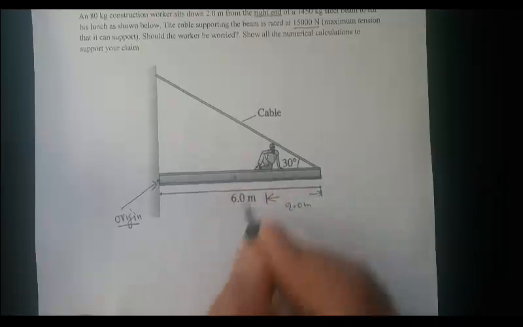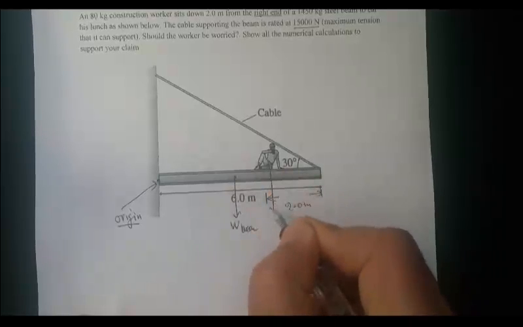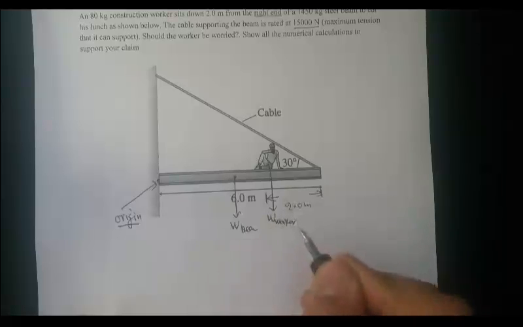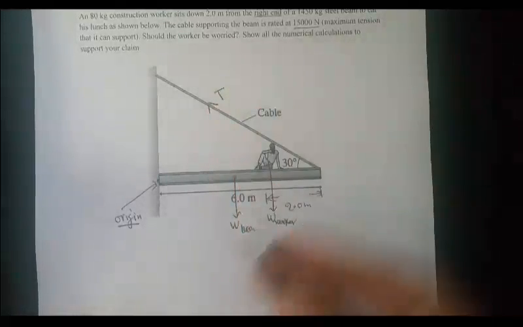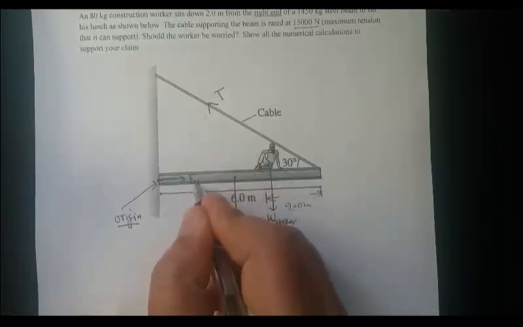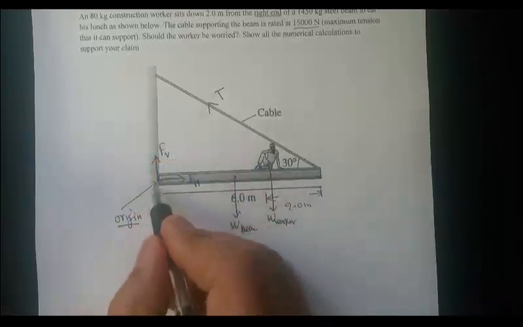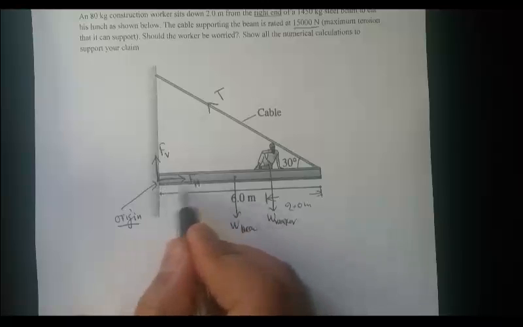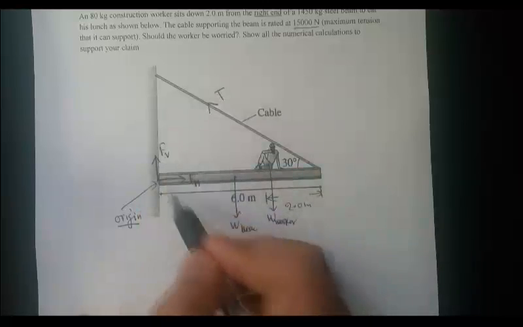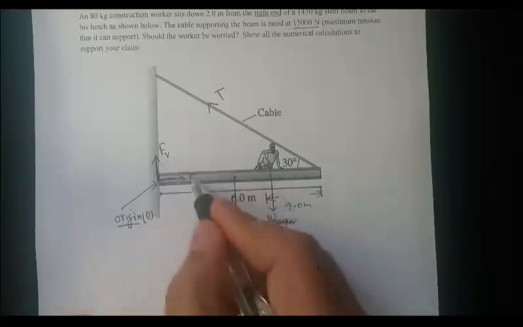So you have the weight of the beam, the weight of the worker, and this is the tension. And you have these unknown hinge forces. This is the horizontal component of the hinge force, this is the vertical component. We don't know the resultant, but we do know the horizontal and vertical hinge forces, which you don't need to worry about. Since we chose the origin here, you don't need these hinge forces.